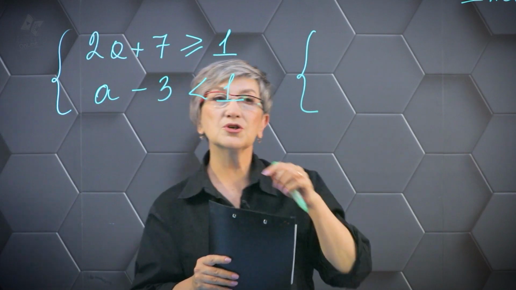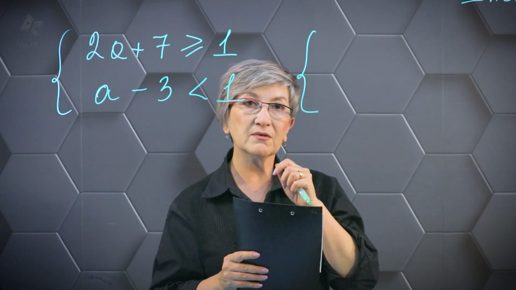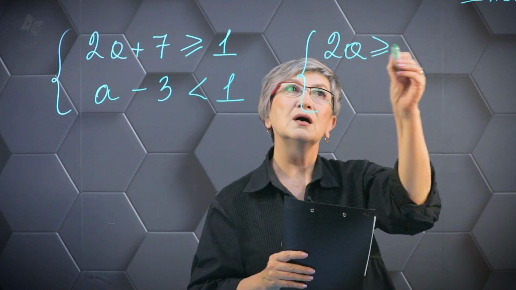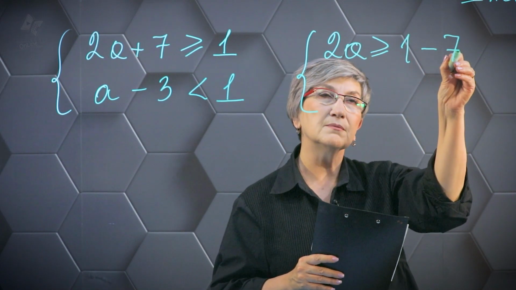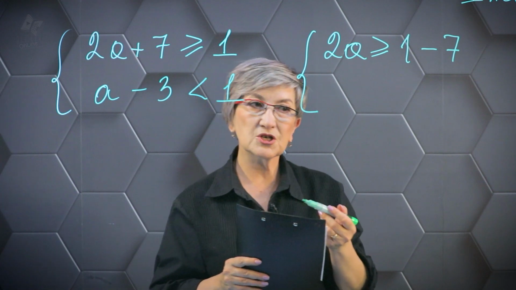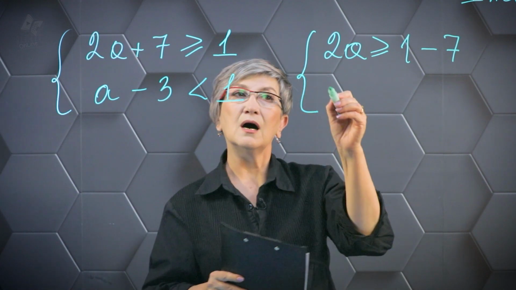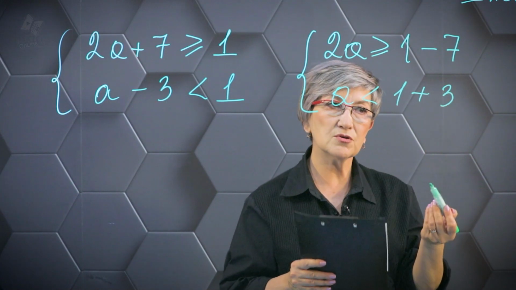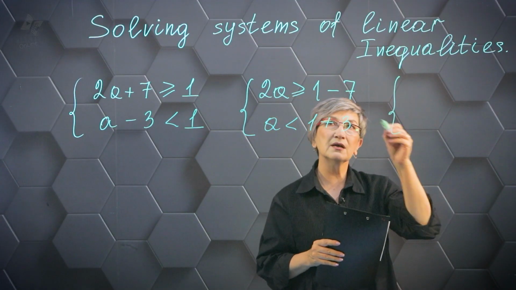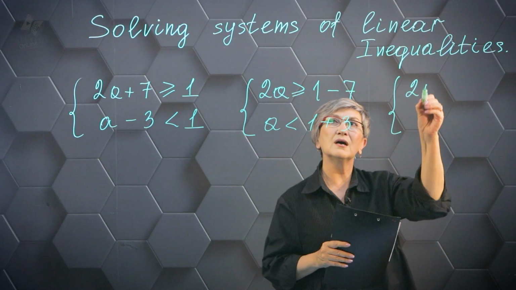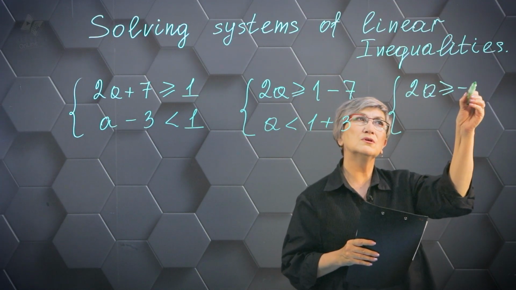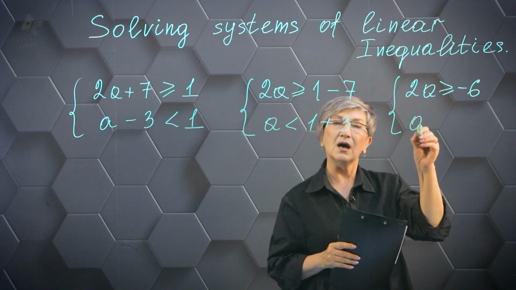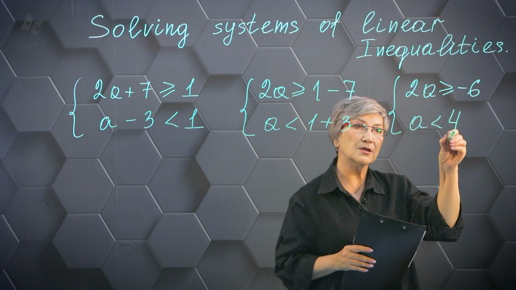2a plus 7 is greater than or equal to 1. Let's solve the first inequality. 2a is greater than or equal to 1 minus 7. Now we will note the solution to the second inequality. a is less than 1 plus 3. What do we end up with? Let's keep solving the first inequality. 2a is greater than or equal to the number minus 6. Now for the second inequality, a is less than 4.